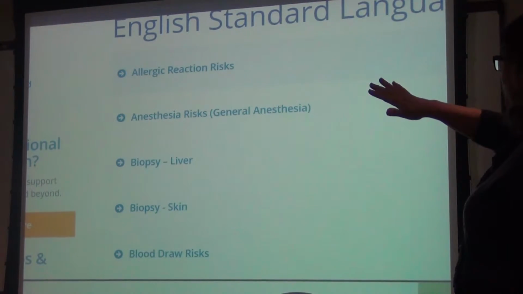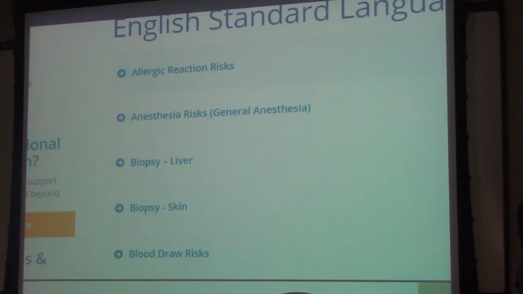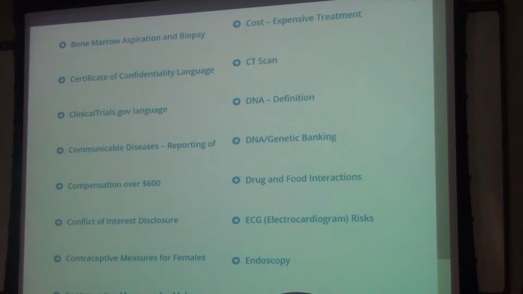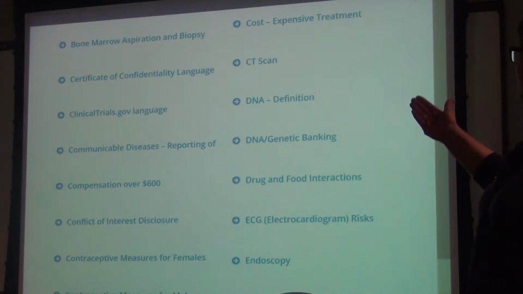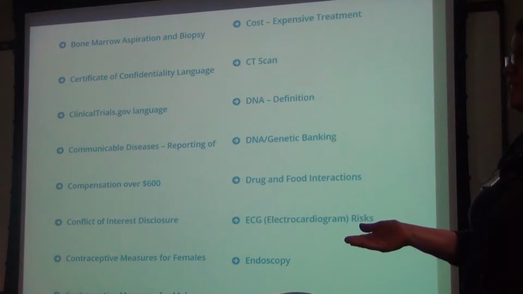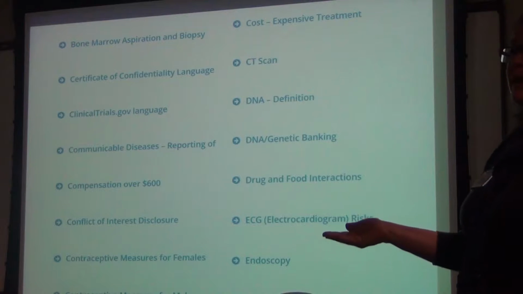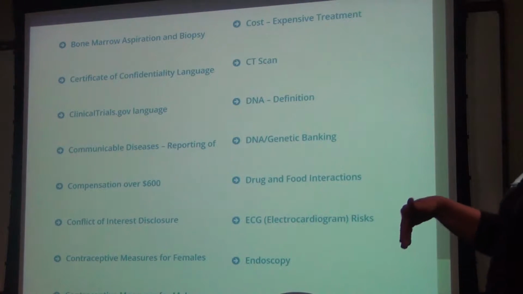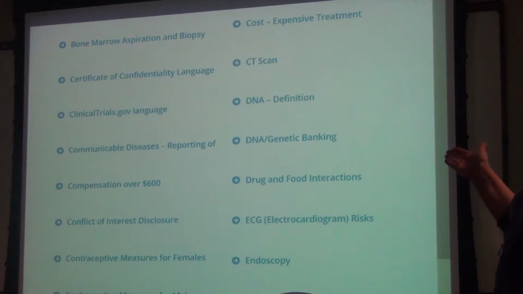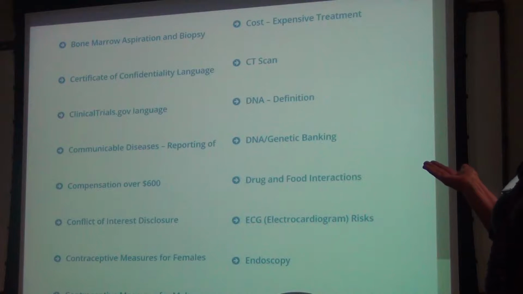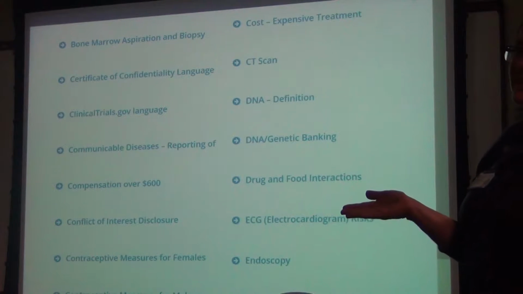So for example: allergic reaction, anesthesia, biopsy (liver, skin), blood draw risk. This is standard language, you guys don't have to come up with this. Bone marrow, certificate of confidentiality, clinicaltrials.gov language, communicable diseases, right? If you're going to test, for example, for Hep B and they're positive, you have to report it to the state. You have to disclose that in the consent form, it's all there. If you compensate a research subject over $600 in 1 year, then you have to report it to the IRS.